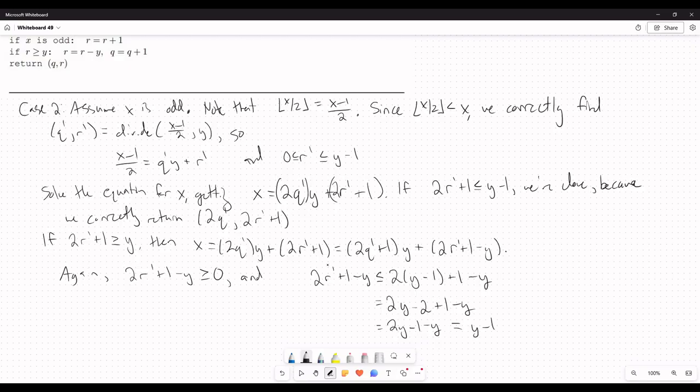I'm going to give you a word of warning. I was very careful to use that r prime is less than or equal to y minus 1. If I use r prime is less than y, instead of r prime is less than or equal to y minus 1, this inequality won't work well.